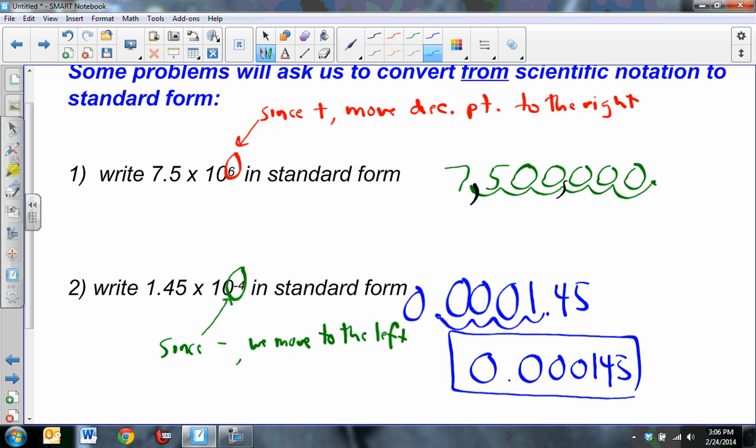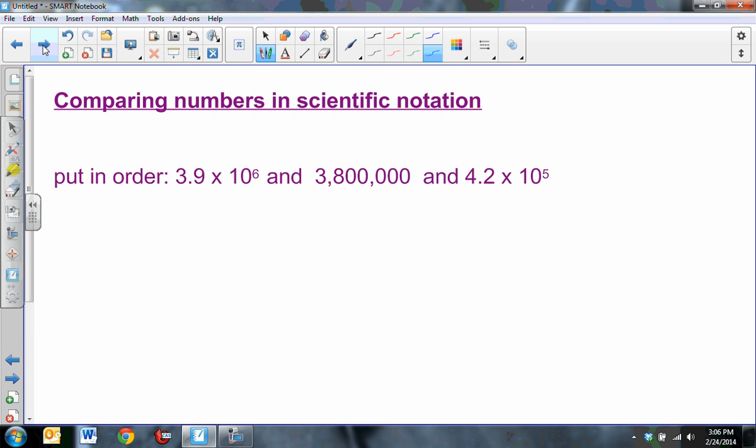Okay, let's just think backwards for a second. If we were going to take this number and put it in standard notation, we would go 1, 2, 3, 4 places to get to 1.45, right? And then we'd have to multiply by 10 to the negative 4. So we would get back to that. Okay, hope you're getting it, guys.